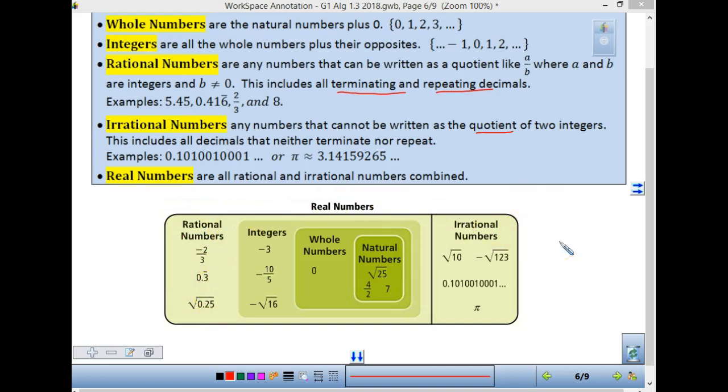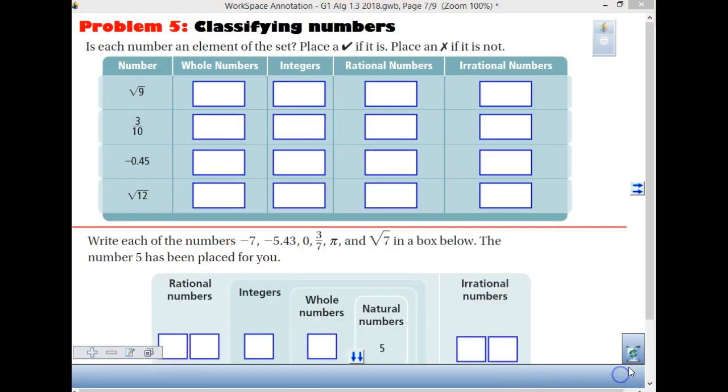We also talked about, besides real, there's also imaginary numbers. You won't deal with those till Algebra 2. That's when you take a negative square root. So on the next page, you are asked to classify. It says, in each number set, put a check mark if it is, put an X if it is not.